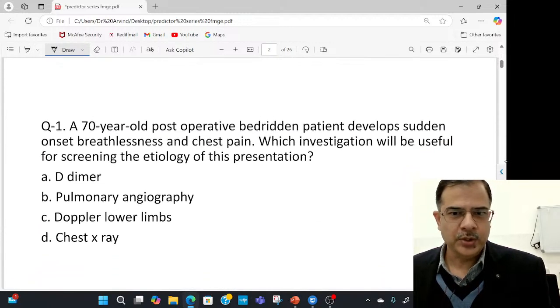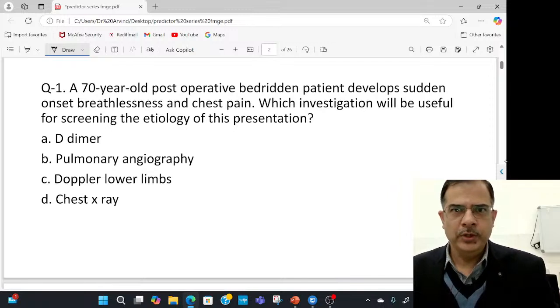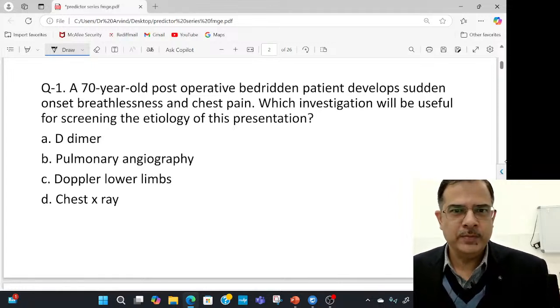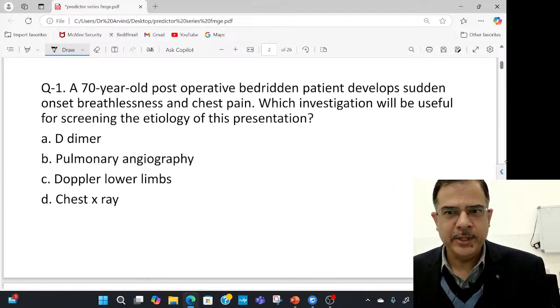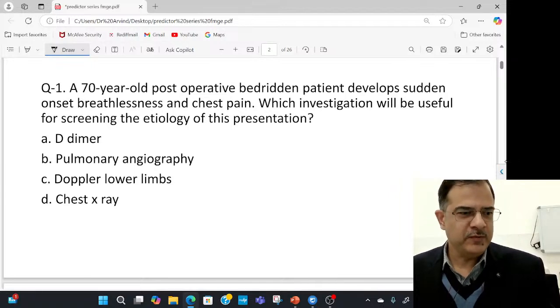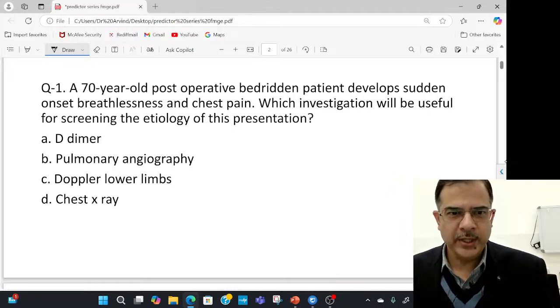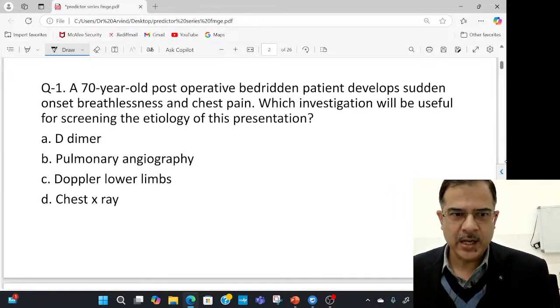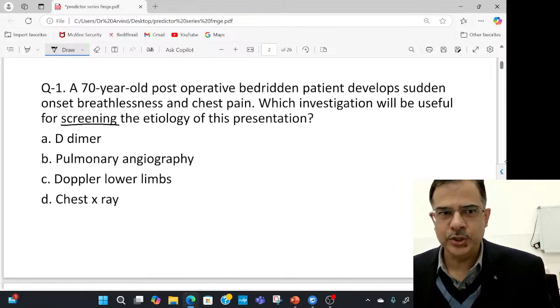So, question number one. Hopefully, all of you must have given the test in your eMedicoz app. Starting with the question number one. A 70-year-old post-operative bedridden patient develops sudden onset of breathlessness and chest pain. Which investigation for screening the etiology of this presentation? So here, read the question very carefully. They are asking about the screening test for that etiology of the presentation.